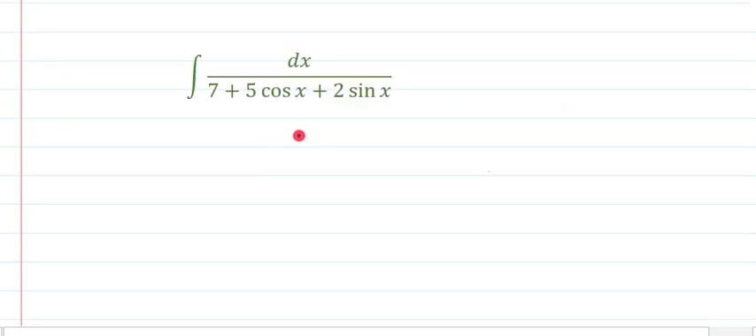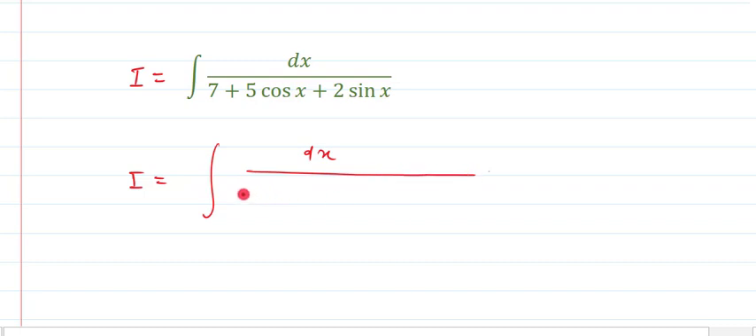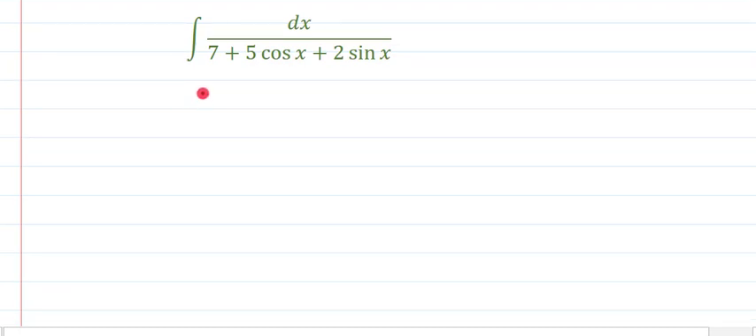So here is third type of problem in front of you. The same we will apply. Let us name it as I is equal to integration of dx upon 7 plus 5 into 1 plus tan square x upon 2 upon 1 minus. Third type of problem is on the screen now. Let us simplify this in the same way.